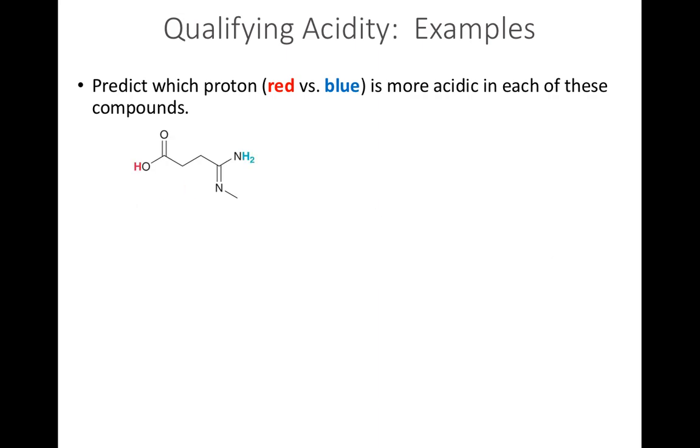All right, final example. So again, I'm comparing the red to the blue. In this case, if I look at the conjugate base, when I take the red off, I'm going to be able to, by resonance, spread out that negative charge between the two oxygen atoms. In this case, if I remove one of the blue hydrogens, I'll be able to spread out the negative charge between these two nitrogens. And so if we look at A, atom type, I'd rather have the electrons spread out and the negative charge on the oxygens than the nitrogens. So again, the red is going to be the more acidic.